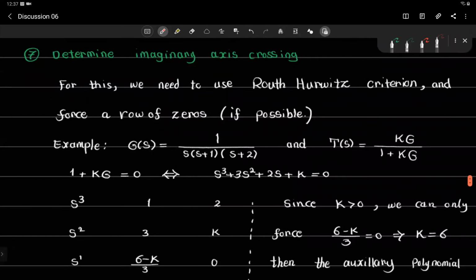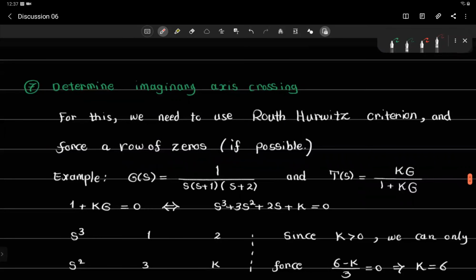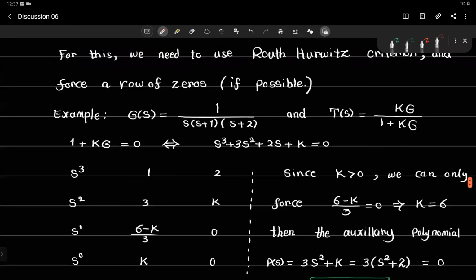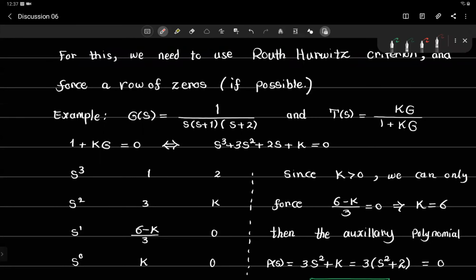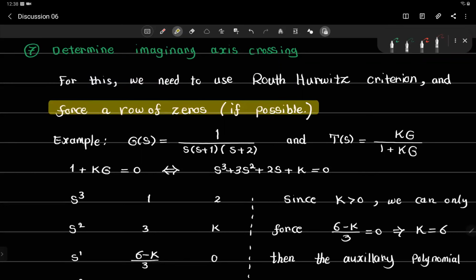Then there's a very important, the second special point, which is the imaginary axis crossing. For this we need to use the Routh-Hurwitz criterion. By using it, I mean we need to force a row of zeros if we can. If we cannot force a row of zeros in the Routh-Hurwitz table, that means that the system never crosses, or cannot cross, the imaginary axis.